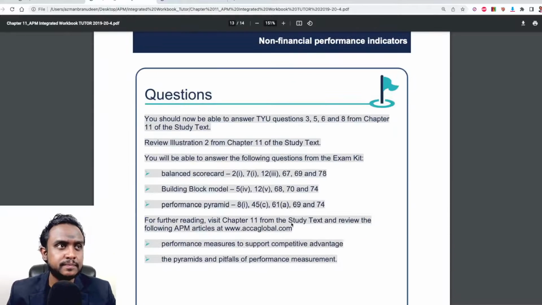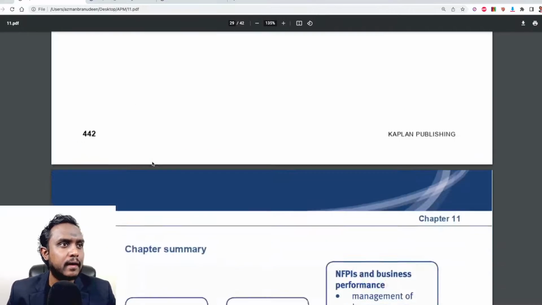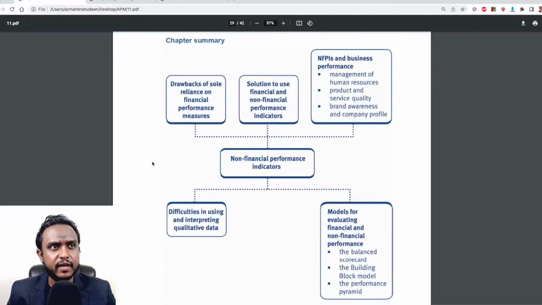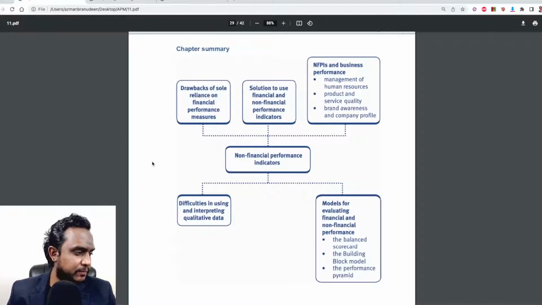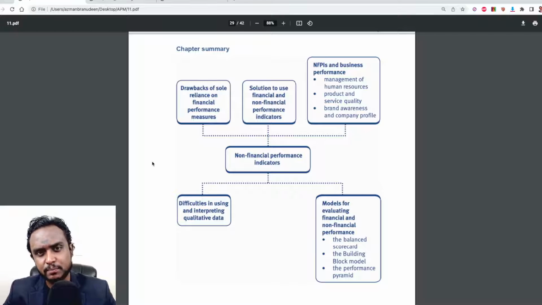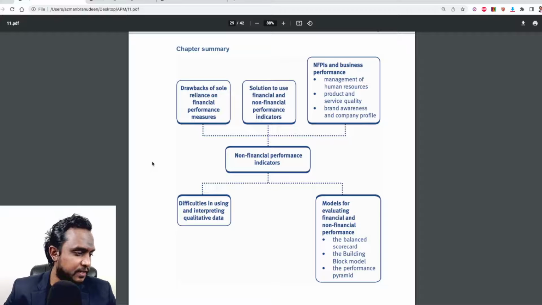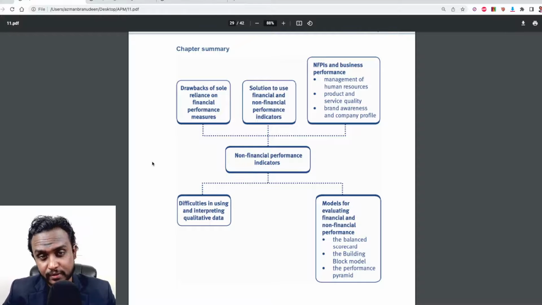So on that note, we arrive at the end of chapter number 11, if I'm right. Non-financial performance indicators. As you can see, it's quite useful. And for APM, it does complete the performance measurement and management block for us. We have chapters 12, 13, and 14 to look at. Chapter 12 will be quality. Chapter 13 will be the new chapter on professional skills. And chapter 14 is essentially just an introduction to the CB exam platform.